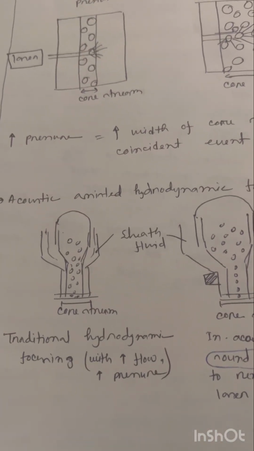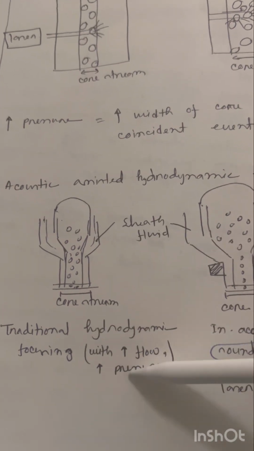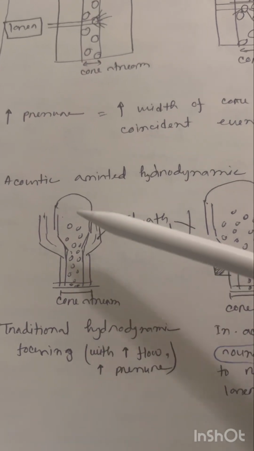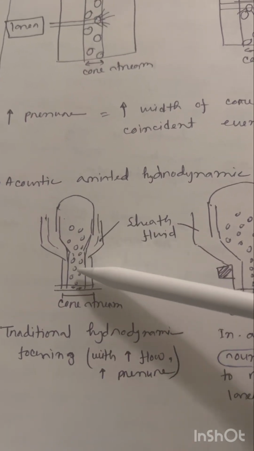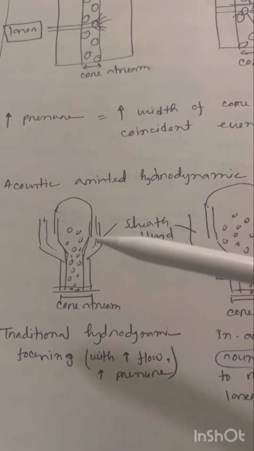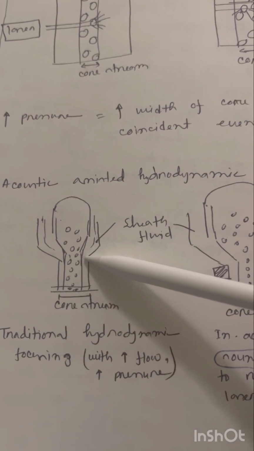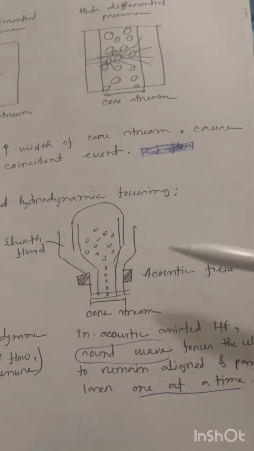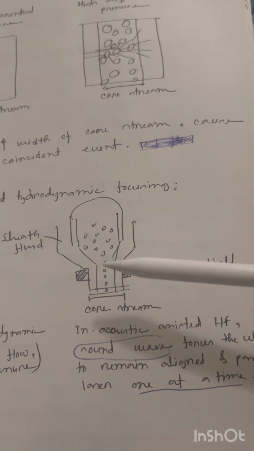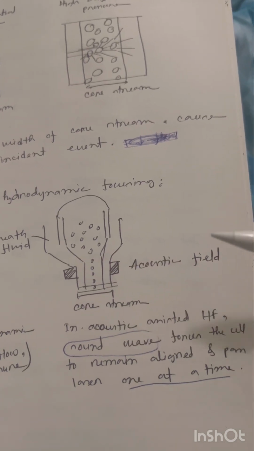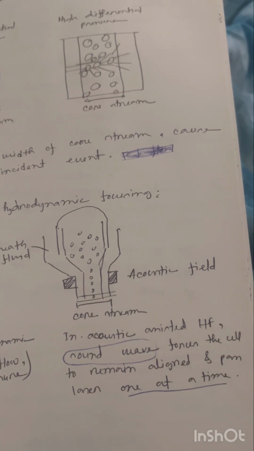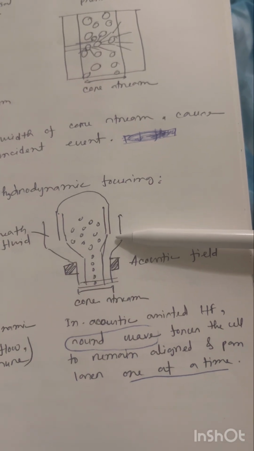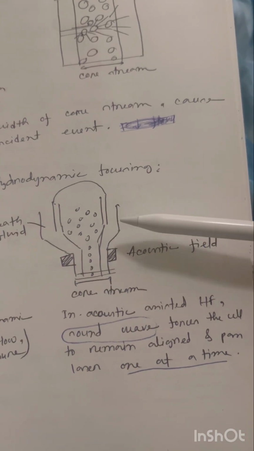So here you can see that in traditional hydrodynamic focusing, where the flow rate is higher and also the pressure is higher, this is the problem, that a lot of cells are passing the laser beam at a time. This problem can be overcome by using the acoustic field. In acoustic field assisted hydrodynamic focusing, sound waves force the cells to remain aligned and pass the laser beam one at a time.